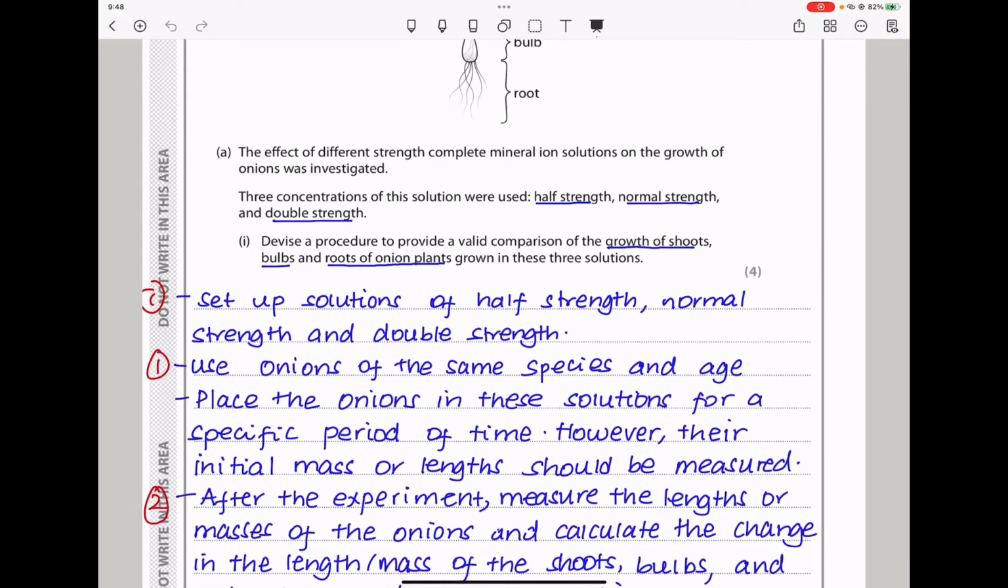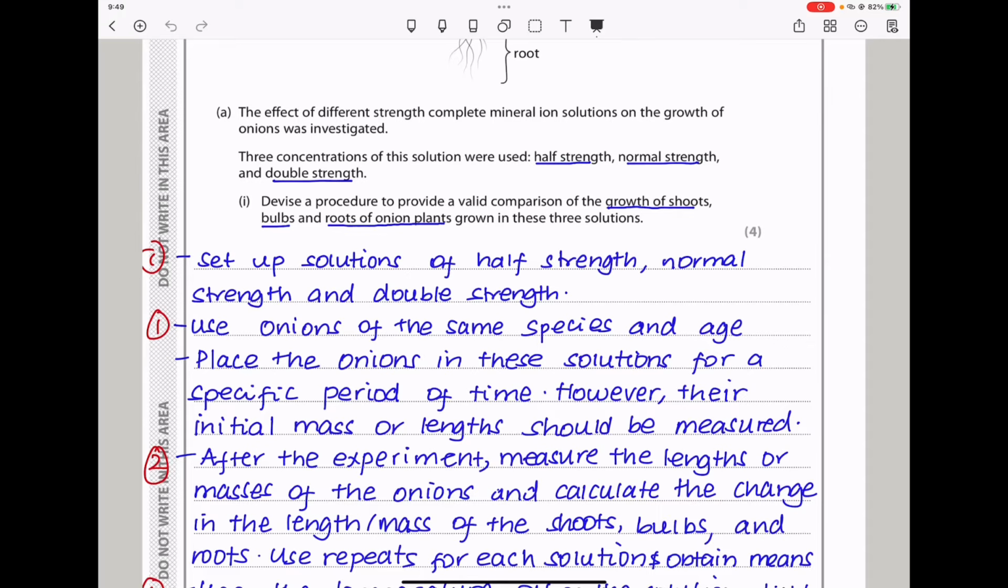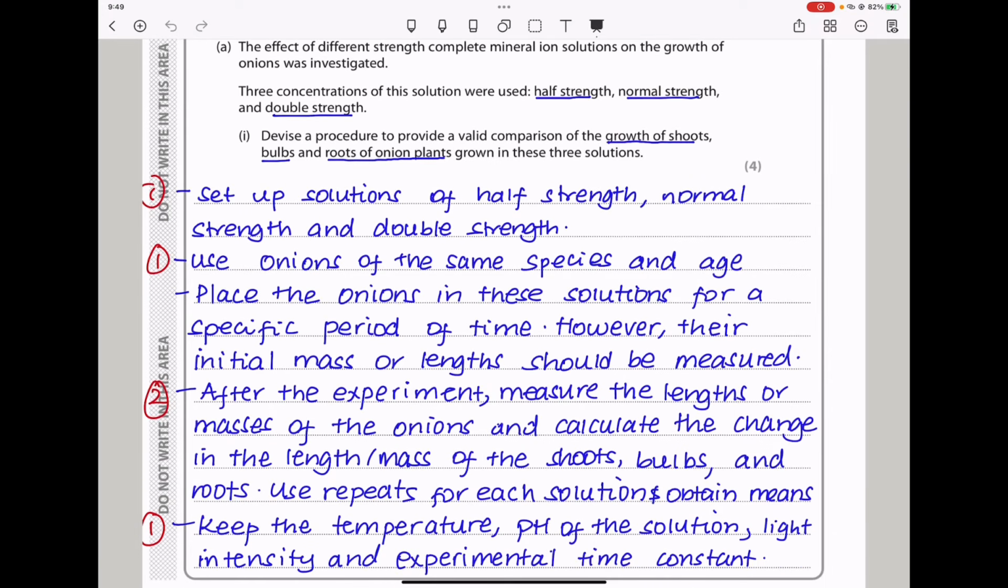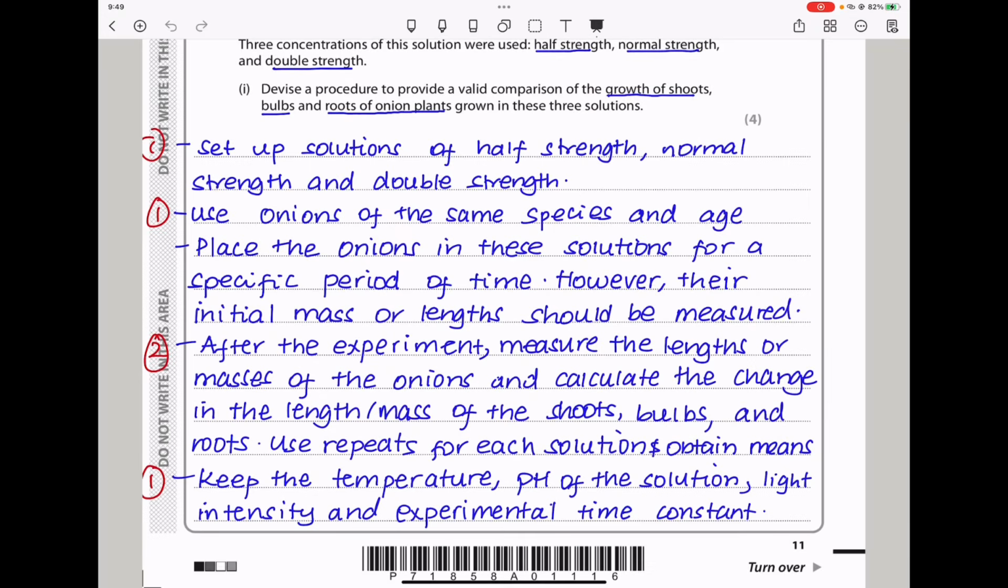Because we have 3 different solutions, half strength, normal strength, and double strength, we have to set up experiments for the 3 different solutions. You have to use onions of the same species. They have to be the same age. And then you place the onions in these solutions for a specific period of time. However, their initial mass or length should have been measured. And then after the experiment, you need to measure the mass or the length of the onions and then calculate the change in length or change in mass of the shoots, or you could choose bulbs or roots. Then you can use repeats for each solution and obtain the mean.